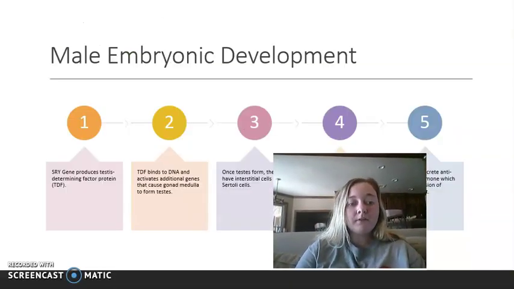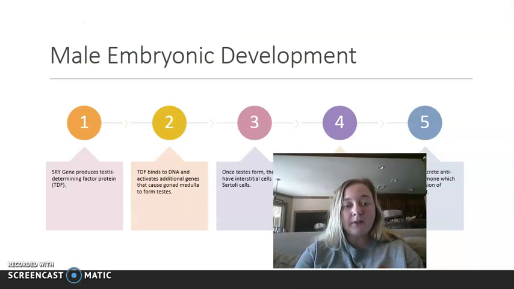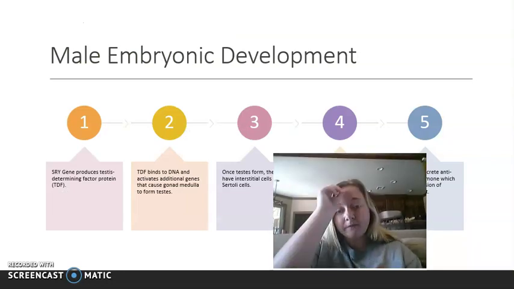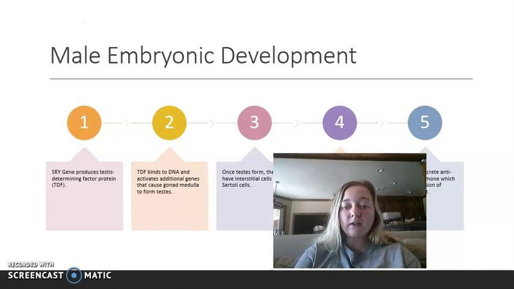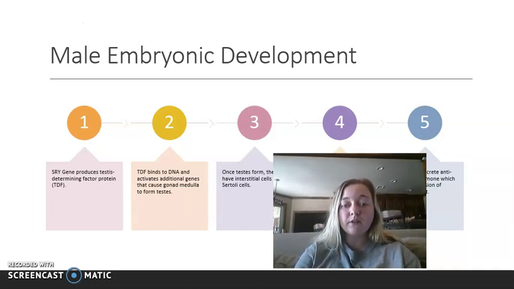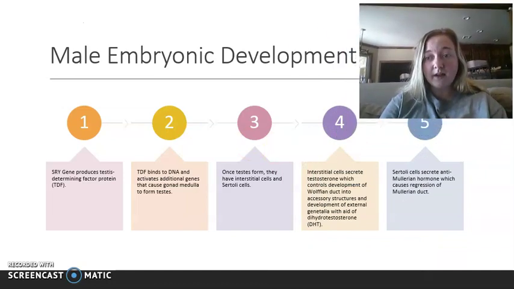The male embryonic development can simply be broken down into these 5 steps. First, the SRY gene produces testis-determining factor protein, commonly referred to as TDF. So remember, once again, without the Y chromosome, that SRY gene will not be there. So the male has to have the Y chromosome.